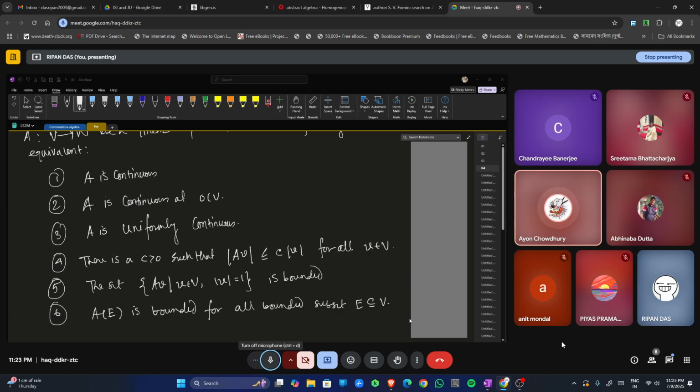Four implies 5 is also easy. Yes, 4 implies 5 is easy. 4 implies 1 is easy, right? If it is continuous, I mean if 4 satisfies, then it is continuous. So we have to prove either 2 implies 4 or whatever implications you have to. So let's prove that.